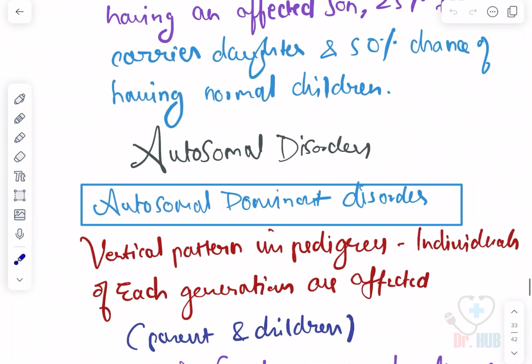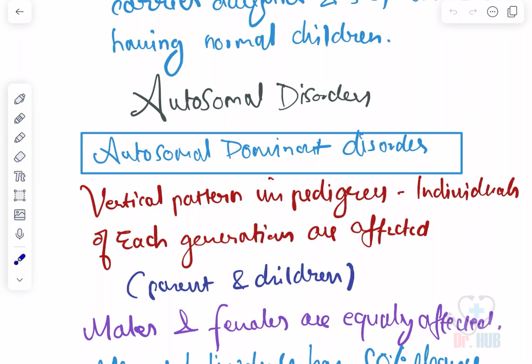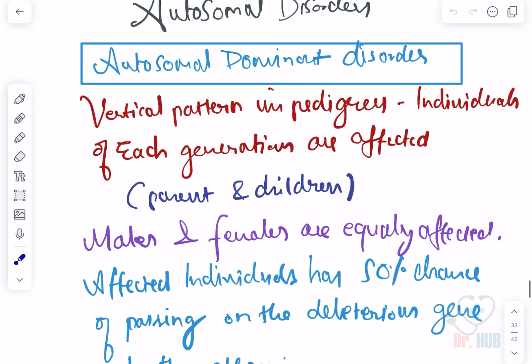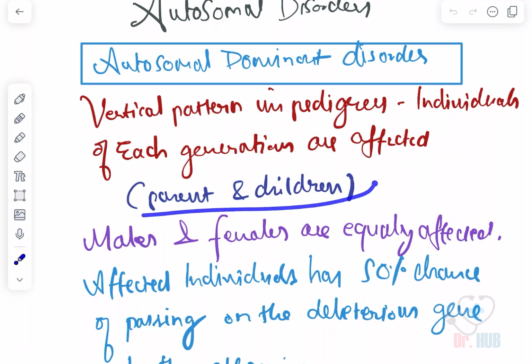Next, we move on to the autosomal disorders. Firstly, focusing on the autosomal dominant disorders. In autosomal dominant, there is a vertical pattern in the pedigrees. Individuals of each generation are affected, so they include the parent and the children.